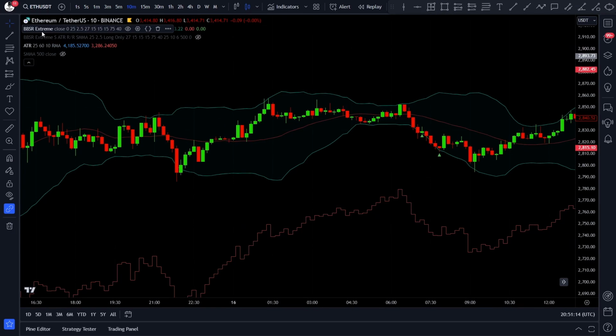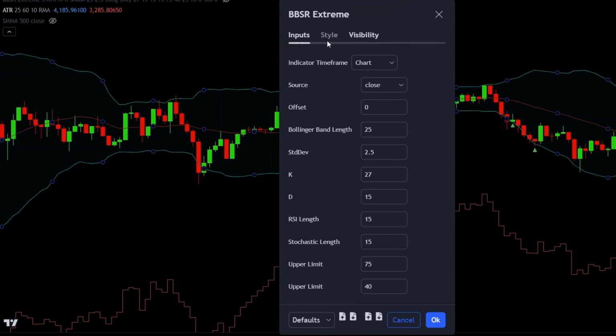Before going over the rules, we need to change some settings, so open up the BBSR Extreme and set up these settings. For Bollinger Bands length I use 25, for STD-Dev I use 2.5, for the stochastic K-line I use 27, for the D 15, the RSI length is set to 15, the stochastic length is also 15, and for the upper we are using a 75 limit, and for the lower, which is here called upper, I think it's just a typo, is set to 40.